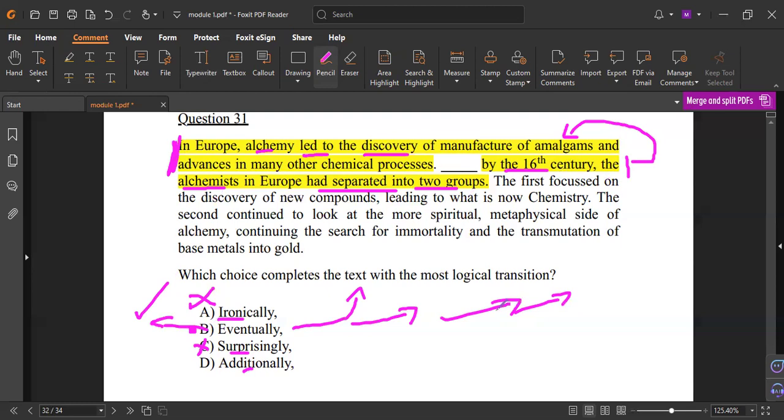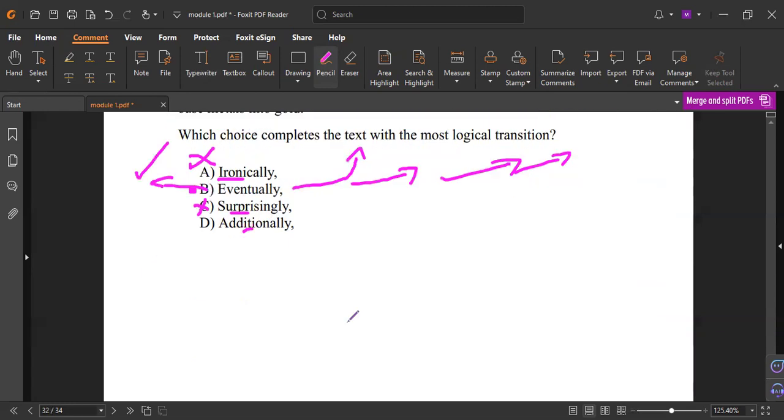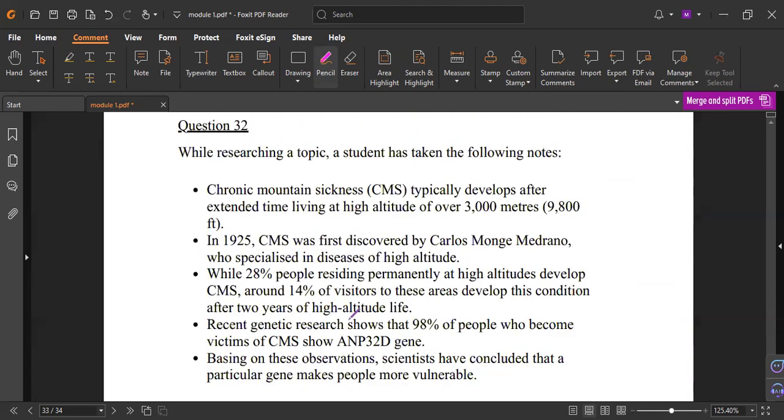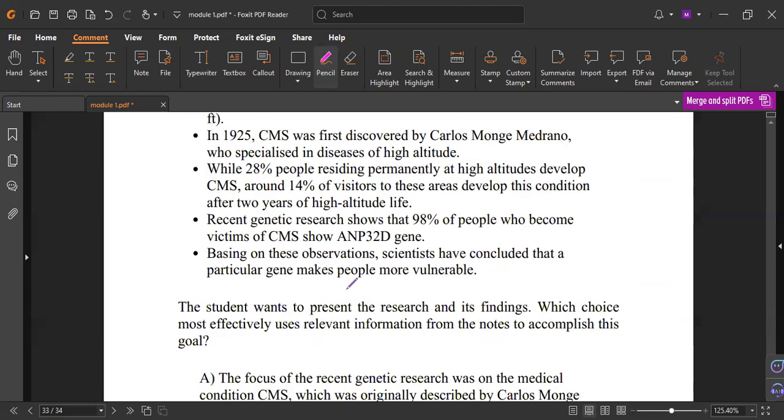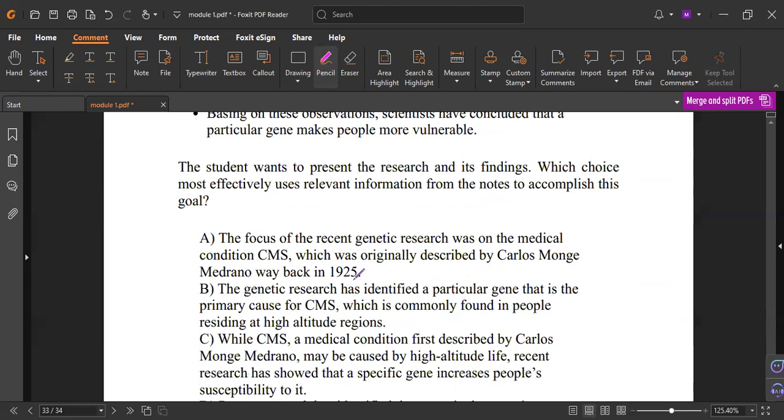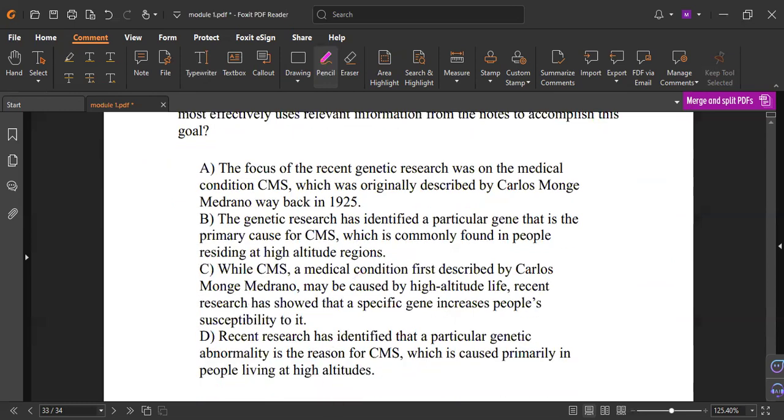Catch up? So you must memorize the most common words and the meaning of them. Why not? We can revise again. What is 32? C. So you make it C. I don't think so. So why not B?